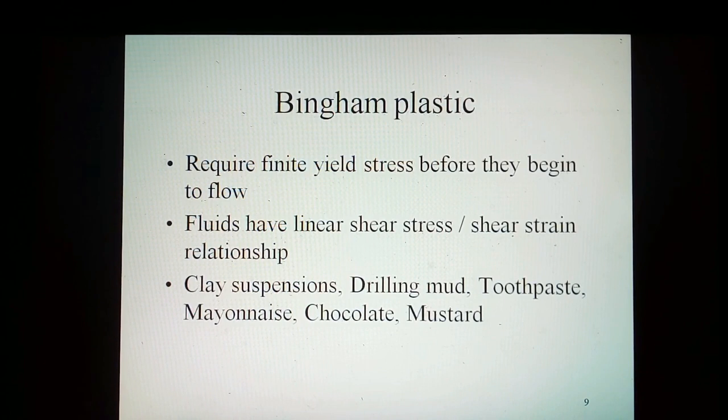Bingham plastic. There are fluids which have a linear shear stress/shear strain relationship which require a finite yield stress before they begin to flow. The plot of shear stress against shear strain does not pass through the origin. These fluids are called Bingham plastics. Several examples are clay suspensions, drilling mud, toothpaste, mayonnaise, chocolate, and mustard. The surface of a Bingham plastic can hold peaks when it is still. By contrast, Newtonian fluids have flat featureless surfaces when still.